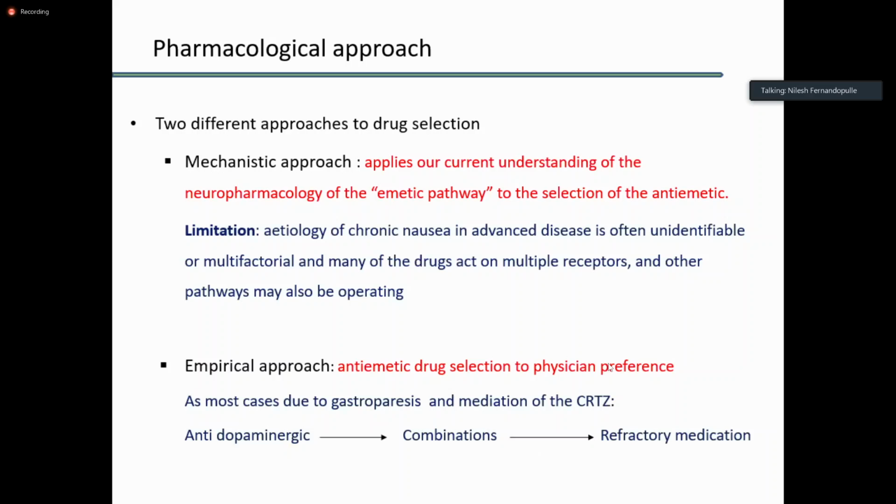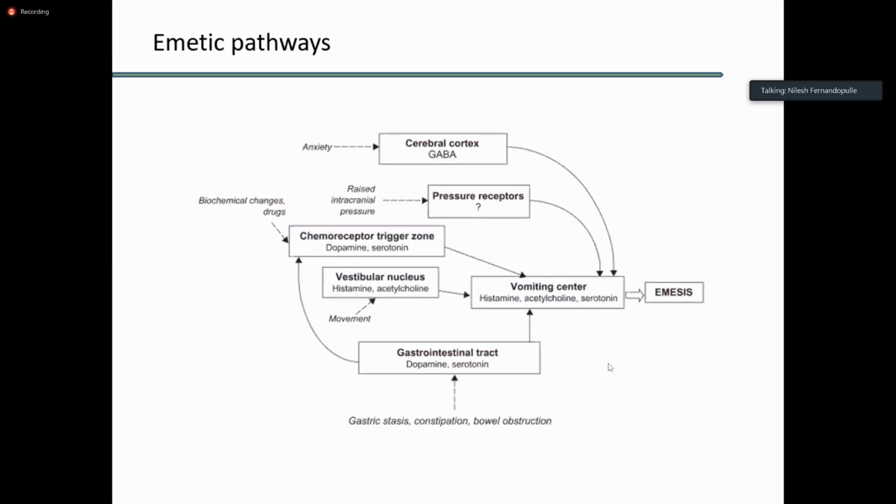When you look at pharmacological management, there are 2 approaches you can use. Like I told you, you can think of the particular cause and think of the emetic pathways. You would have heard about these: the vomiting center, the cerebral cortex, the vestibular nucleus, the gastrointestinal tract, and the chemoreceptor trigger zone. You can try to figure out where each problem is affecting. If the patient is anxious, it might be affecting the cerebral cortex. If the vomiting is due to raised intracranial pressure, it might be pressure receptors. If the patient is having obstructive symptoms, it might be GI related.